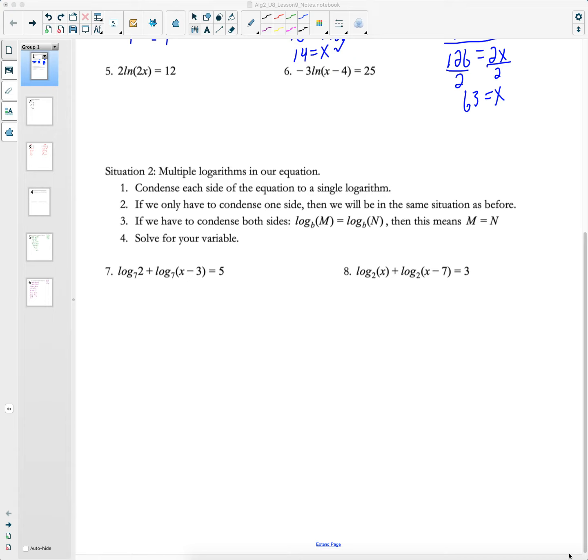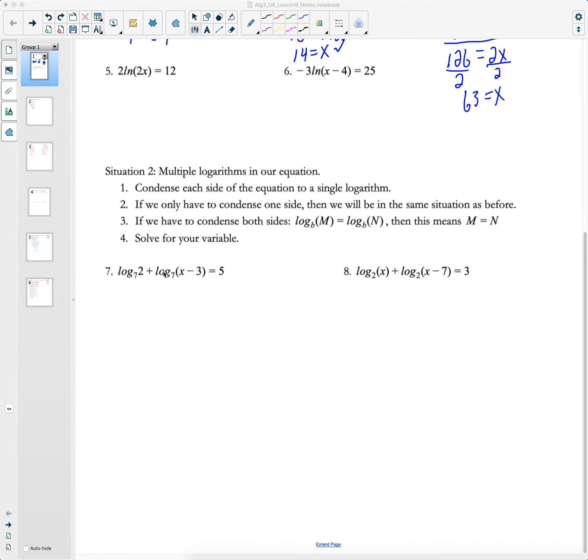All right, so now what I was about to say is that we have to condense. We want to get down to 1 logarithm, and then it would become a problem like what we just did above. Or if we have logarithms on both sides, it's going to be very similar to what we talked about with exponentials, where if the logs match on both sides, then the arguments have to match, and we can set those two pieces equal. And you'll see that in the next set of problems. So let's go through problems 7 and 8 together.